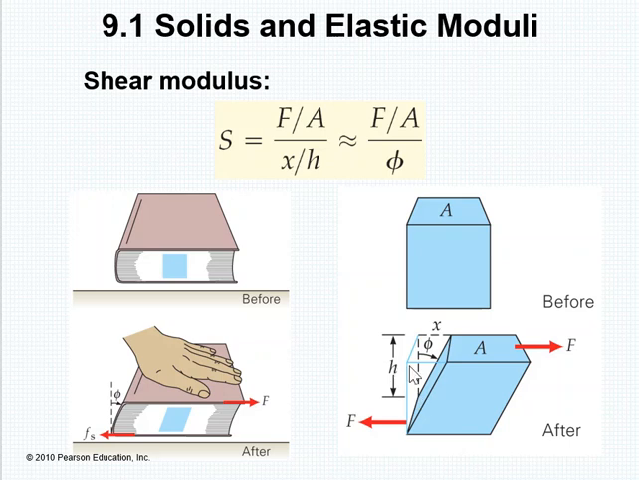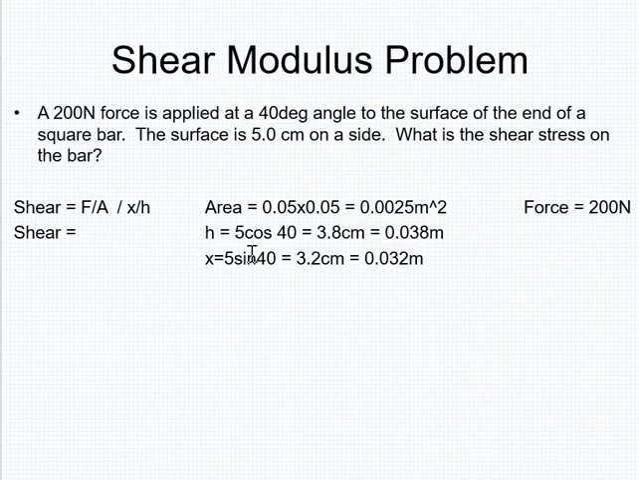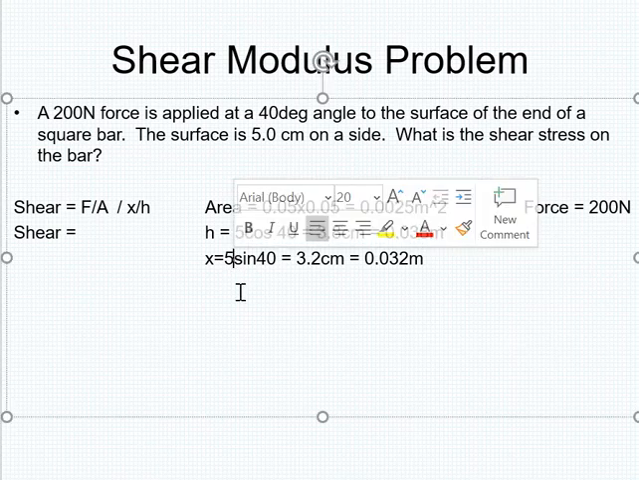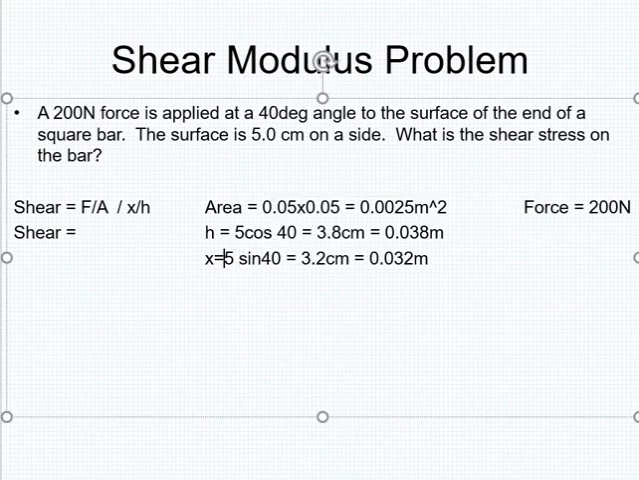Adjacent and hypotenuse. So I went back here to find that x and h, and I fixed it on here now. H is the cosine, 5 cosine of 40, which gives us 3.8 or 0.038 meters. And then the x is 5 sine 40, which gives us 3.2 centimeters or 0.032 meters. So I went ahead and fixed that on there.